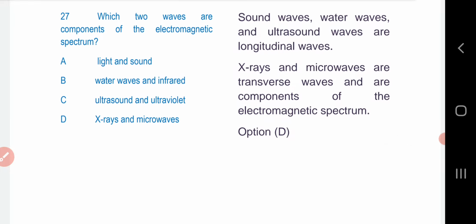Question number 27. Which two waves are components of the electromagnetic spectrum? And the answer is, sound waves, water waves and ultrasound waves are longitudinal waves, whereas X-rays and microwaves are transverse waves and are components of the electromagnetic spectrum. And the answer is option D, X-rays and microwaves.